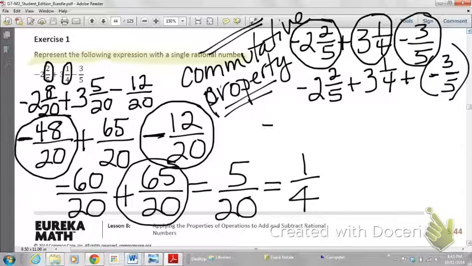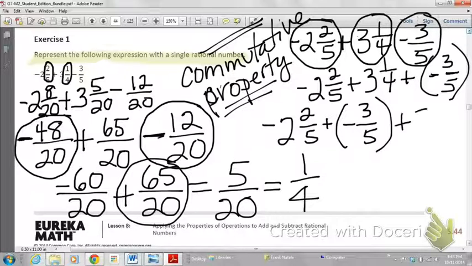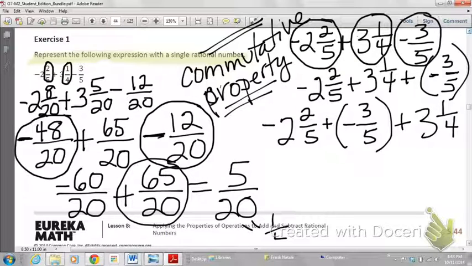So I would take my negative 2 2/5. Now I'm going to move that 3/5 closer to this one, the negative 3/5, right? Negative 3/5 right there, and then I'm going to continue to add that 3 1/4 because it's there and it's positive. So now I need to move that. Put that down there. 1/4. Now what I can do, as you can see, I can combine these fifths right here with the fifths. They're both negative, so it's going to stay negative.